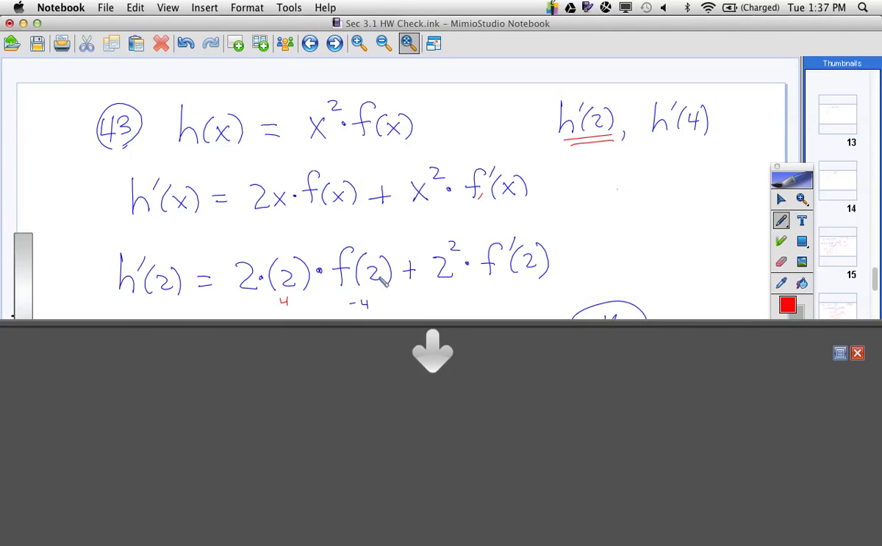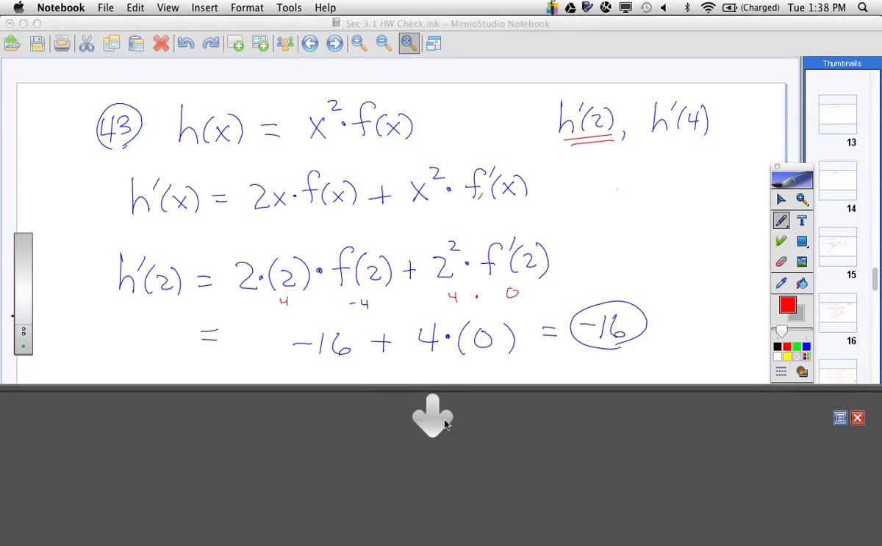F of 2 means look at the F graph at 2 and see the y value, and I think it's negative 4. 2 squared is 4. And look at the F graph at 2 and look at the slope. Well, what's the slope? Turns out it's right at a minimum there, which is 0. So we get negative 16 plus 0, and the answer is negative 16. And that's it. Now it said estimate, but it turns out that's exact because we didn't have to estimate the slope. We could tell it was 0.